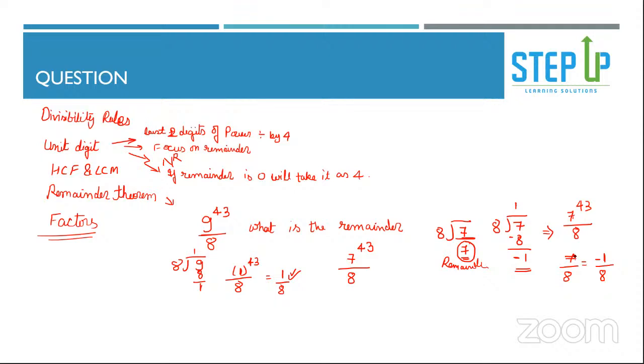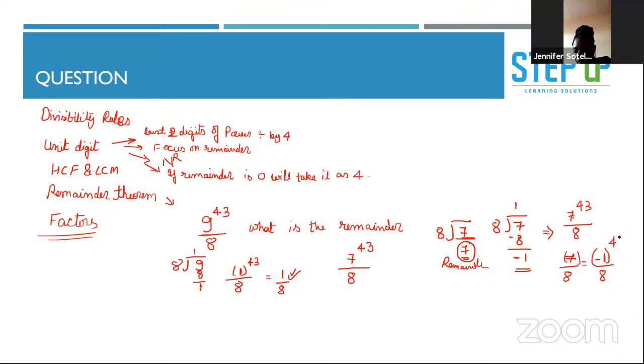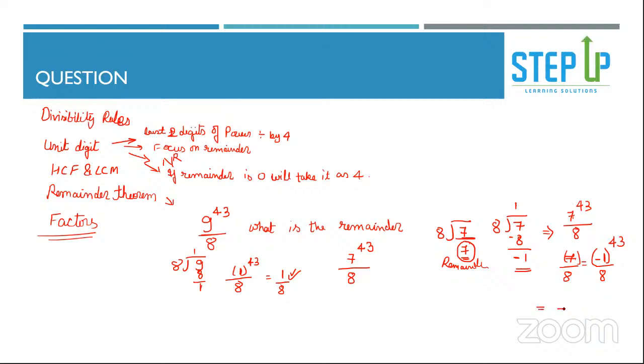Now, if 7 to the power 43 is divided by 8, when a single 7 is divided by 8 your remainder is -1. How many 7s are there? What is the power of 7 we have? We have 43, so -1 to the power 43 will be -1 only. -1 to an odd power will be negative. So this is -1 by 8. But remember, you cannot represent your remainder as negative.